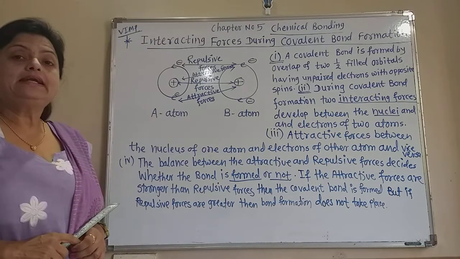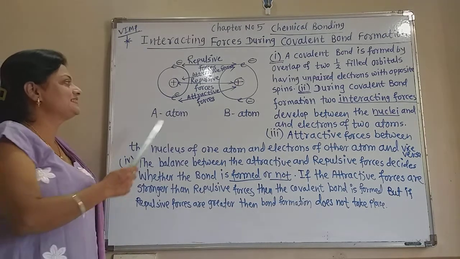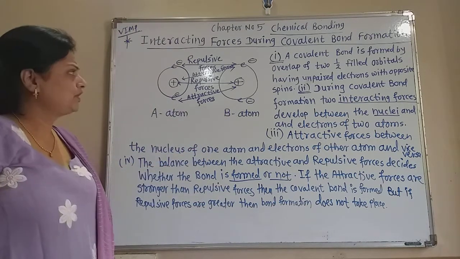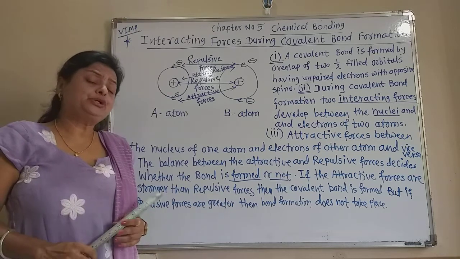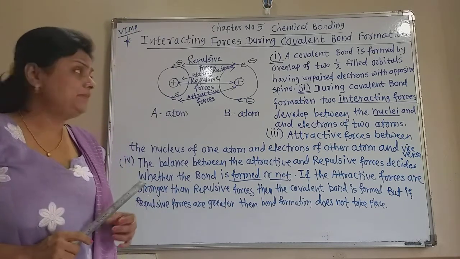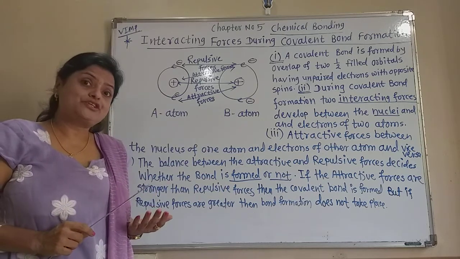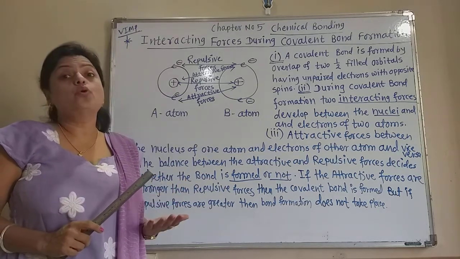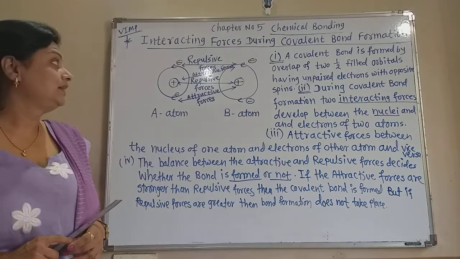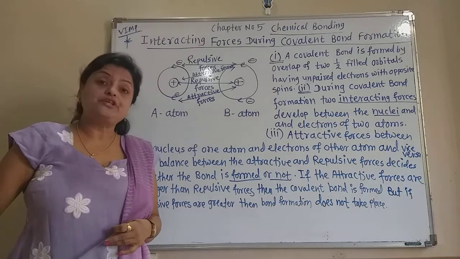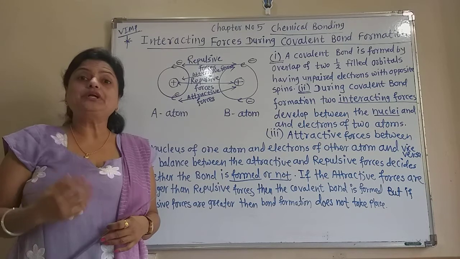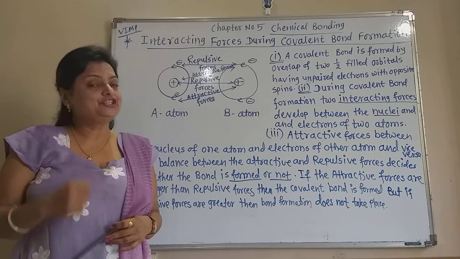Suppose we take any two atoms. Suppose this is the A atom, and this is the B atom. Now suppose they are approaching each other for covalent bond formation. That means for covalent bond formation there must be overlapping of the orbitals. We already saw in the valence bond theory that during covalent bond formation, the half-filled orbitals of the two different atoms overlap with each other.